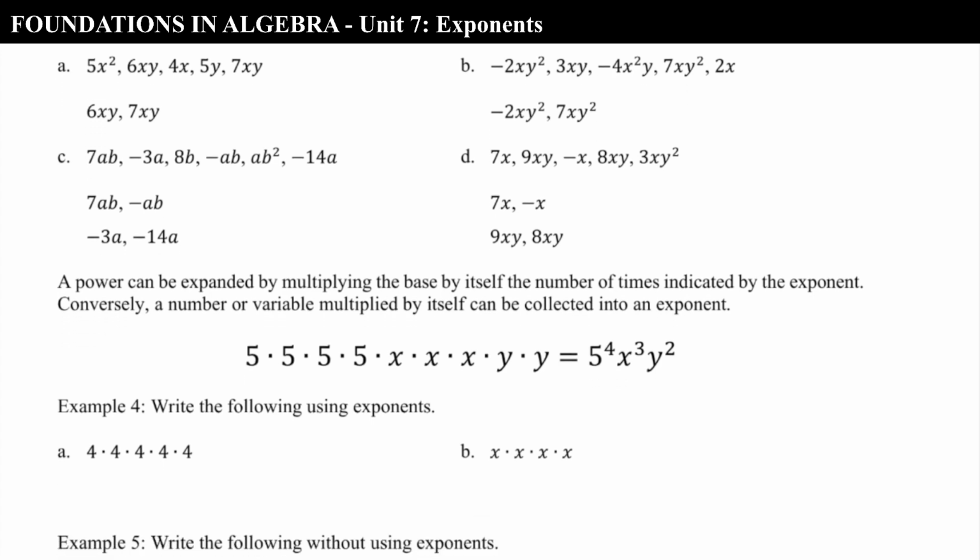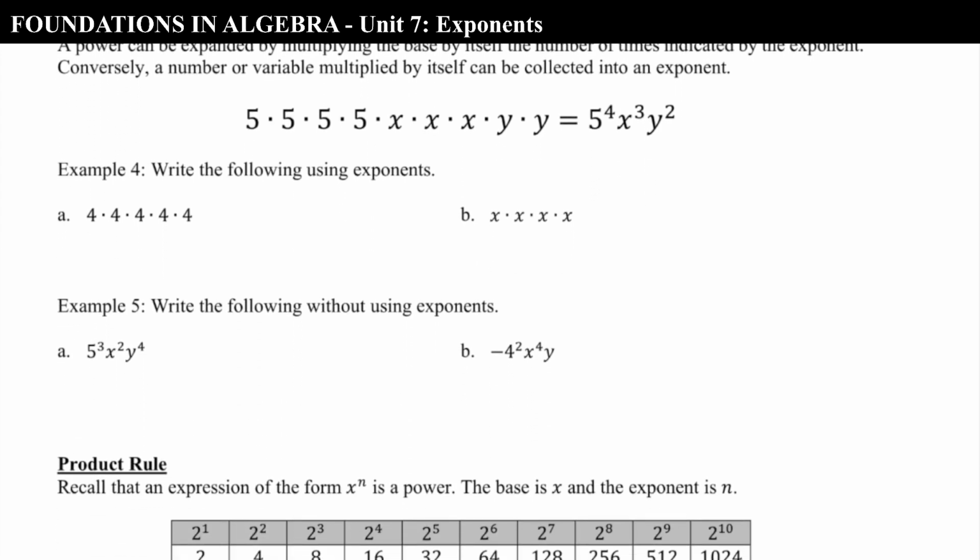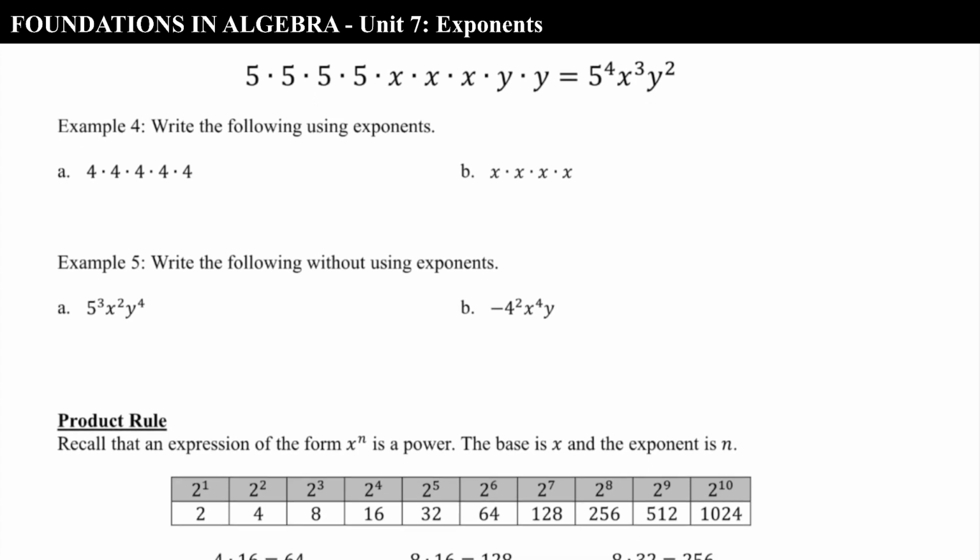So let's do a few examples of these. In example 4, we're going to write the following using exponents. So we've got 4 times 4 times 4 times 4 times 4. That's 5 of them, so we can take 4 and raise it to the 5th power. For b, we have 4 x's multiplied together, so that's x to the 4th.